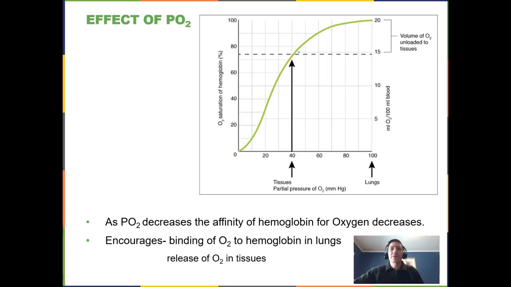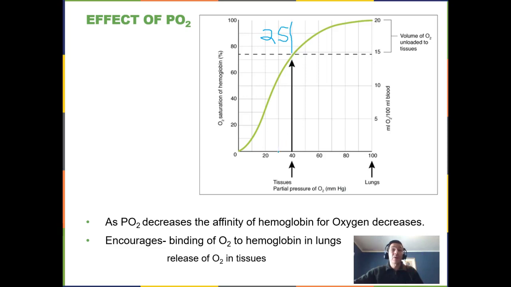So if you just look, let's say at, well, we'll use where the arrow is. This is partial pressure due to oxygen of 40 millimeters of mercury. If you just read from the bottom up, this is about 75% hemoglobin saturation. What that means is about 25% of the hemoglobin has let go of its oxygen. So I look at this and I see 25% delivery.